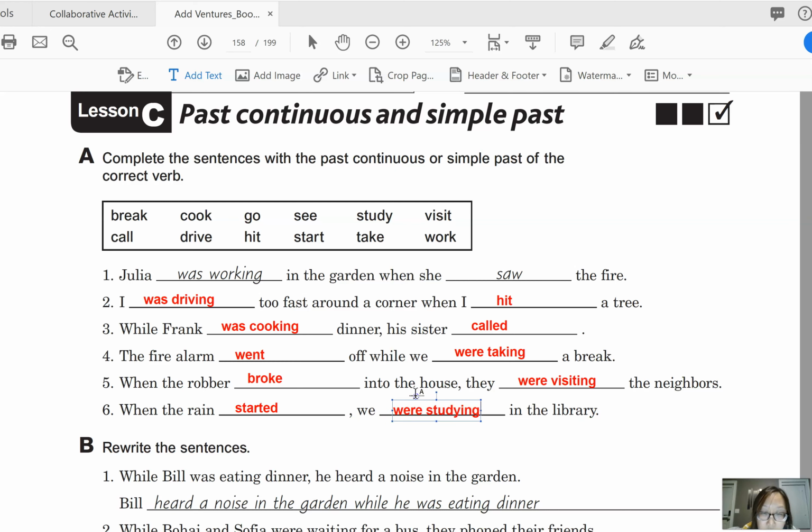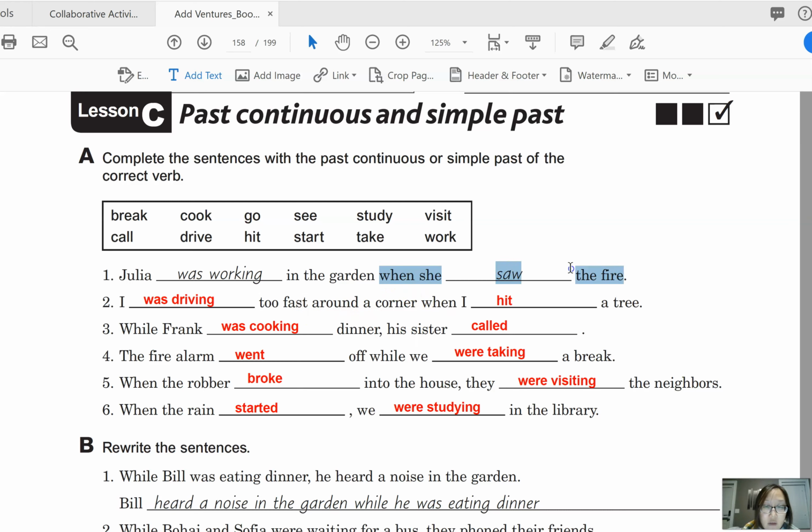Okay, so let me just go over a few of these sentences. So as you can see, hold on, sorry, just a second. Okay, yes.